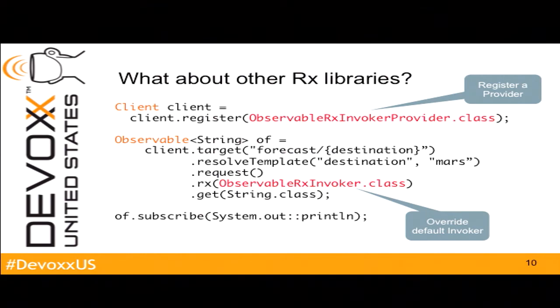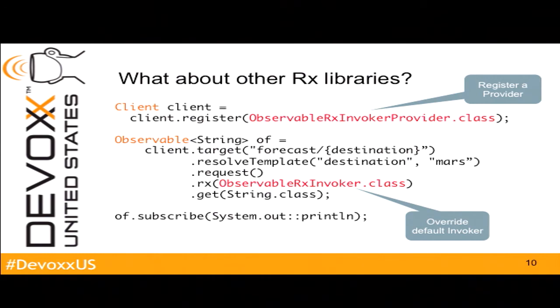Essentially, the first thing you need to do is register a provider. This is the same registration mechanism we had in JAX-RS 2. And in this case, this is going to be a provider for an observable Rx invoker. And the whole purpose of that provider is to be able to create instances of this new invoker that we want to use. And again, this is going to be an extension. Not all JAX-RS implementations may support this. They all are required to support the completion stage mechanism, but this one is an extension that only some of them may support.